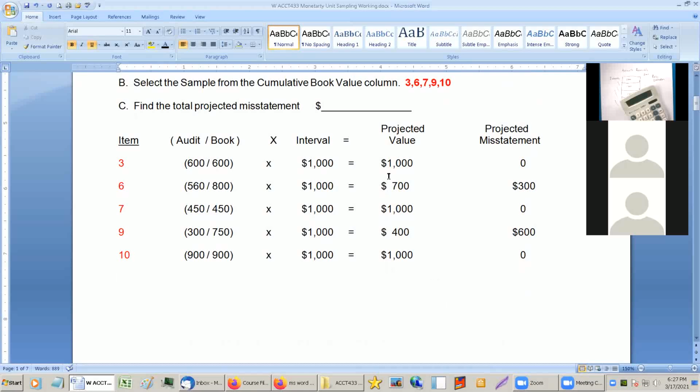So our projected value, you could add all these up. Usually what they do is they will just take the projected misstatement, and that's what they will subtract from the total of 5,000. But we can do it either way. I'll show you. So let's do the totals.